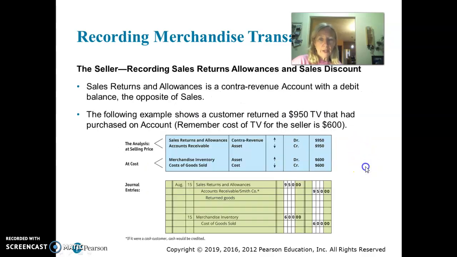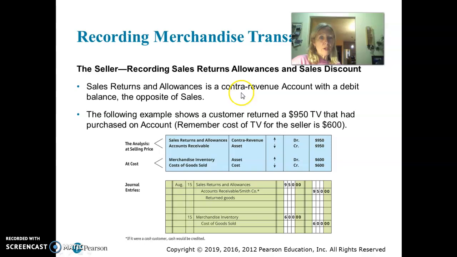Okay, so let's go to the next thing, which is where I left off in the last video. This one is going to be tricky because you're going to get it mixed up with the other one, but you can't because this is a separate account. This is a new account, like cost of goods sold and merchandise inventory. It's called sales returns and allowances, and sales returns and allowances is a contra revenue.